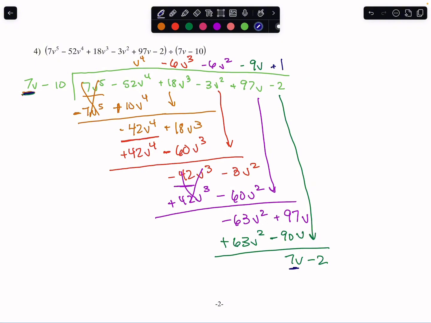Can that 7 go in there? No. So how do we write our remainder? So since this is a positive 8, we put plus 8, and then we put it over whatever we were dividing by in the beginning. Okay?